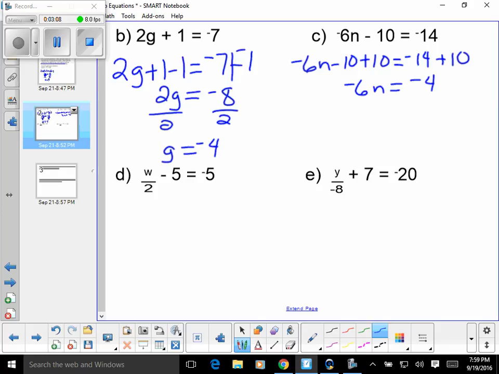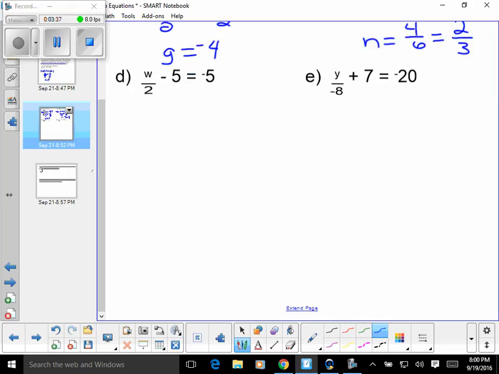I need to undo the multiplication by dividing both sides by negative 6. n is going to be negative 4 divided by negative 6, which means 4 over 6, which actually means 2 over 3 when I simplify the fraction to lowest terms. You may have 1 or 2 like that in today's assignment.